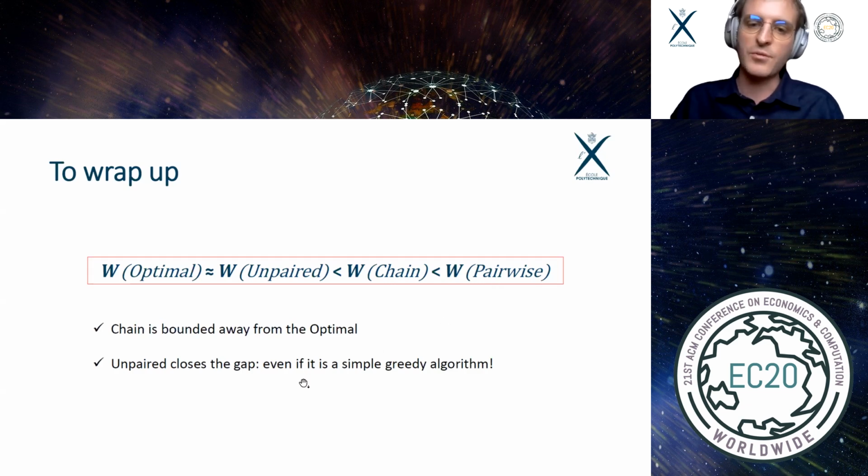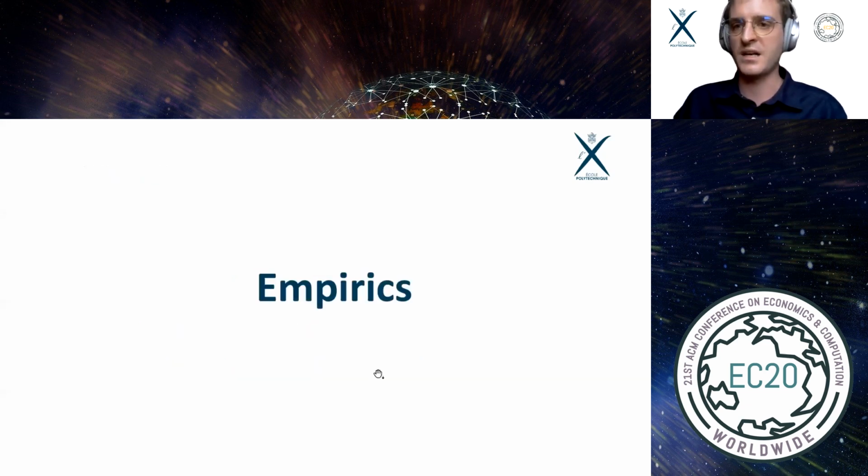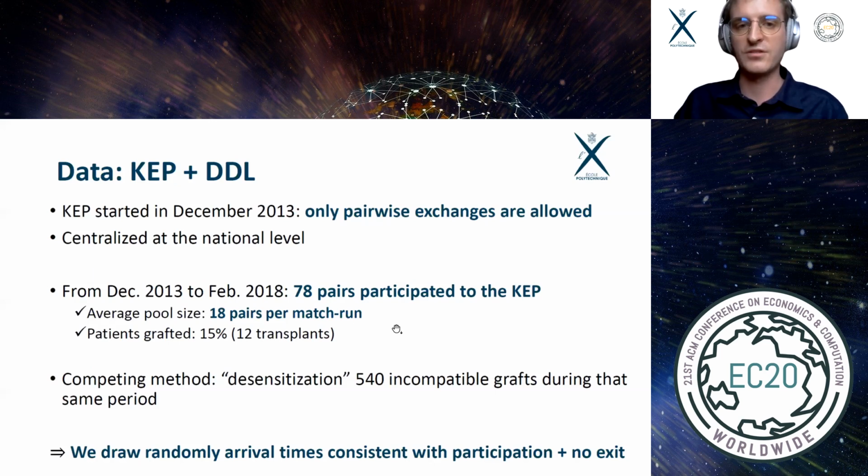Okay? And it's very surprising because unpaired is a very simple online greedy algorithm. There is no optimization going on for forecasting the future and so on. Okay, so let me move to the empirics now to show you the counterfactual simulations.